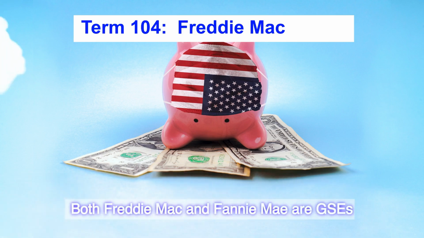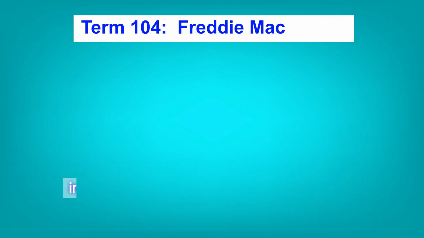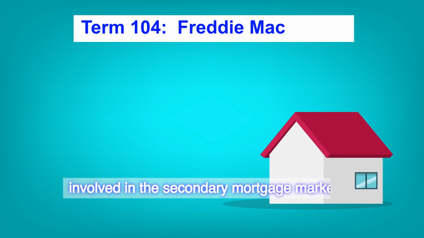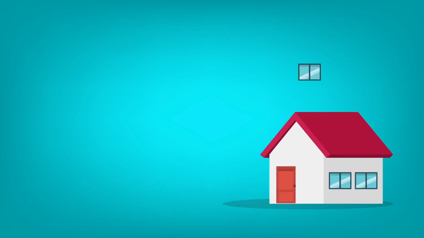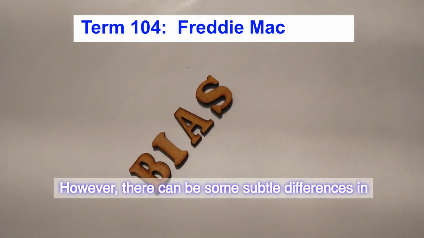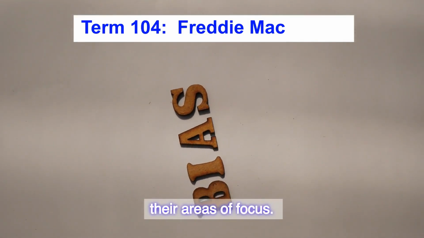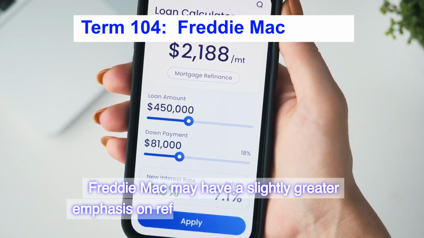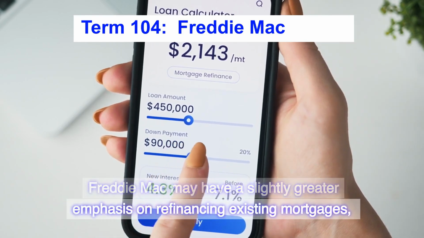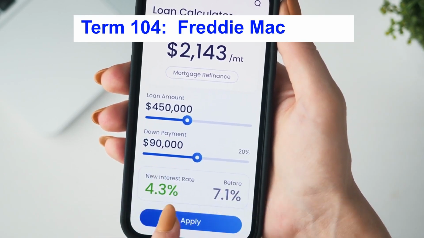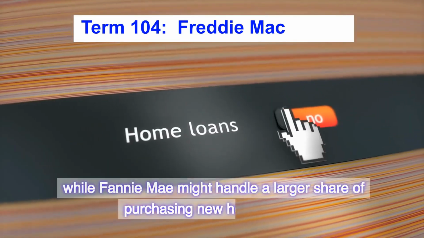Both Freddie Mac and Fannie Mae are GSEs involved in the secondary mortgage market for conventional home loans. However, there can be some subtle differences in their areas of focus. Freddie Mac may have a slightly greater emphasis on refinancing existing mortgages, while Fannie Mae might handle a larger share of purchasing new home loans.